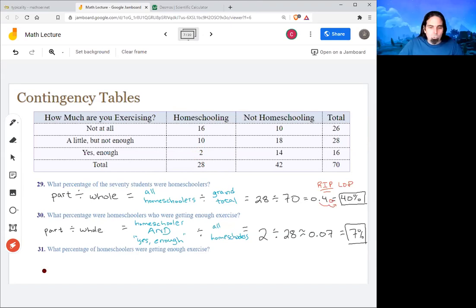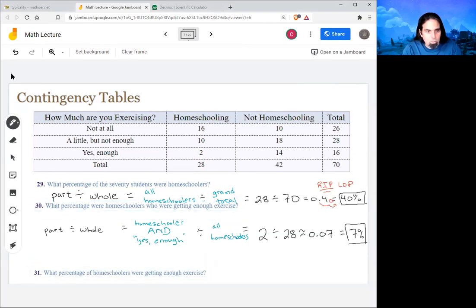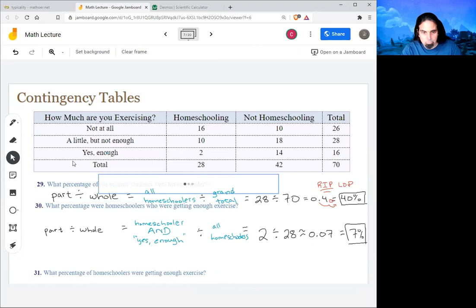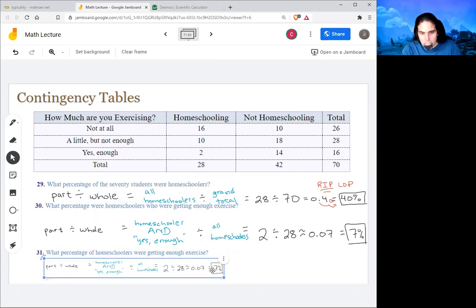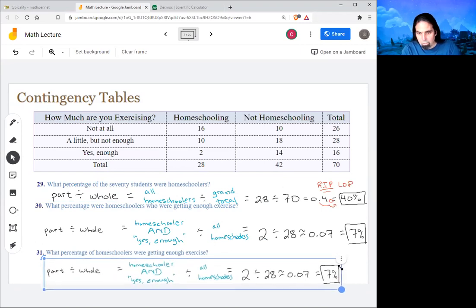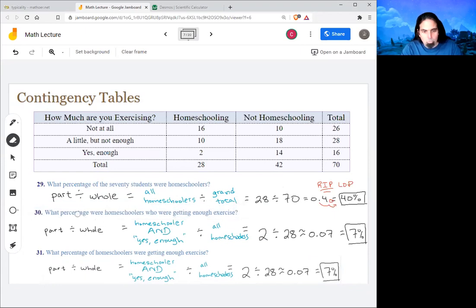Oh, no, I just did it totally wrong. I am sorry. I am too convincing. I am evil. Let me move this out of the way. I answered the next one, not this one. That's terrible and embarrassing. So that was the what percentage of homeschoolers. Number 30 was supposed to be what percentage or what percentage.